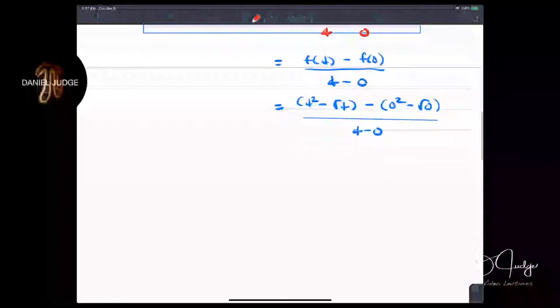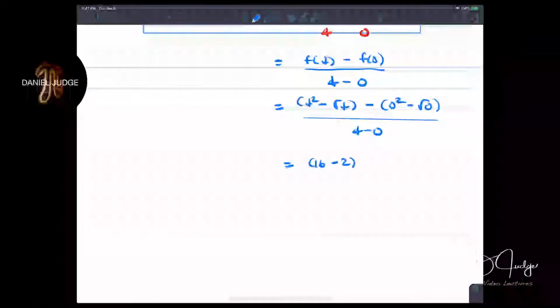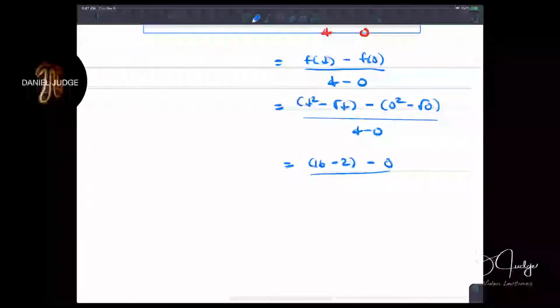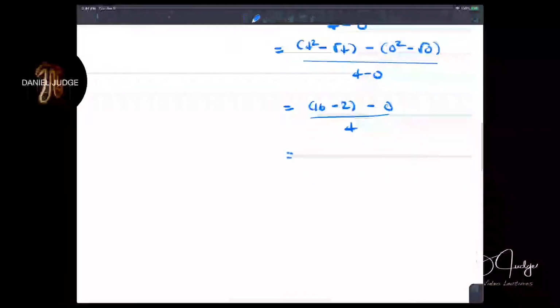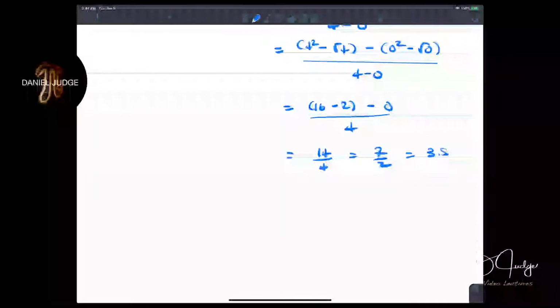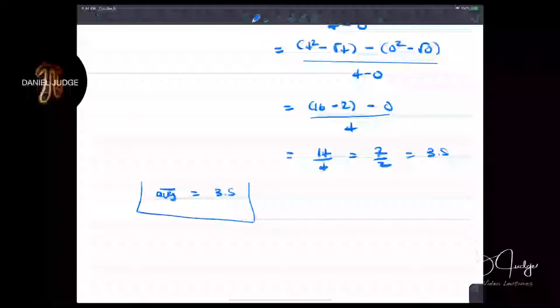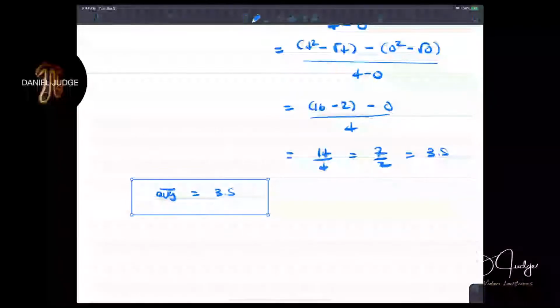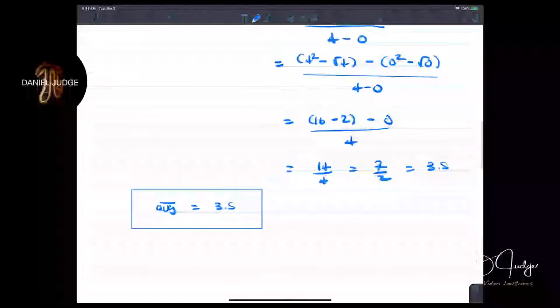Notice it comes down to just looking at some algebra and arithmetic. So this is going to be, I guess we can say 16 minus 2 minus 0 over 4, and 16 minus 2, this is 14 over 4, which is 7 halves, or we can say 3.5 either. So the average rate of change over that interval is actually 3.5. And you can say, well, it's a rate. We won't pay attention to units at this point, but this is what we call an average rate of change.